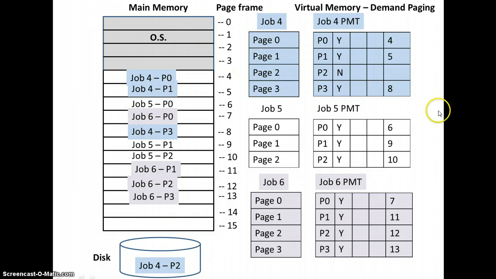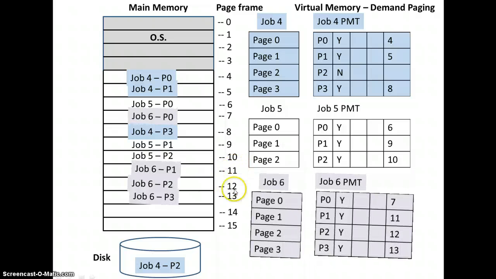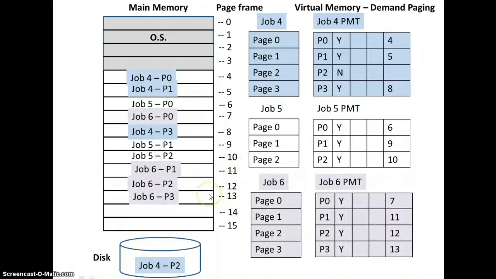Job 4, as we see here, has pages 4, 5, and 8 in memory, and then it has this page that's sitting here on the disk. Job 5 has pages 6, 9, and 10. Job 6 has 7, 11, 12, and 13. But suppose right now job 4 is running, and it needs to reference the memory in this logical page 2. At the present moment, this page is not in memory. If we look at the page map table, it's not in memory. That means it is residing on the disk.